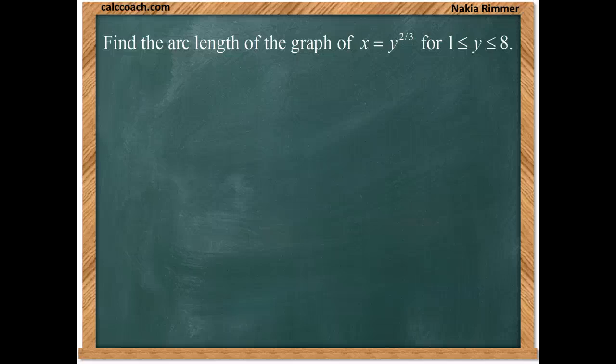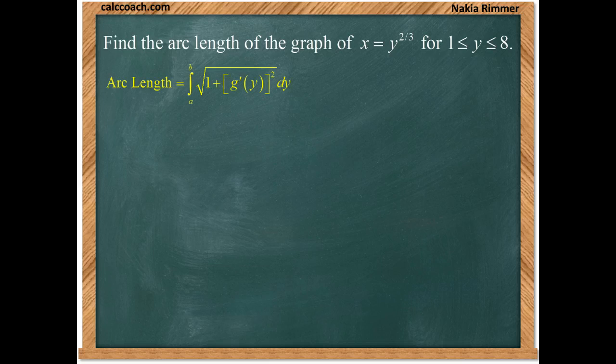Find the arc length of the graph of x equals y to the 2/3 for y's between 1 and 8. So we're given a function x as a function of y, and because of that we should use the formula for arc length that is in terms of y. And if that becomes undoable, then maybe we can switch and, if it's possible, solve for y in terms of x. But let's go with this version where we have x as a function of y.